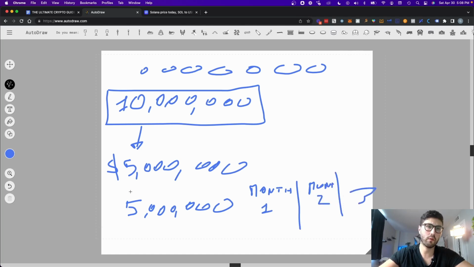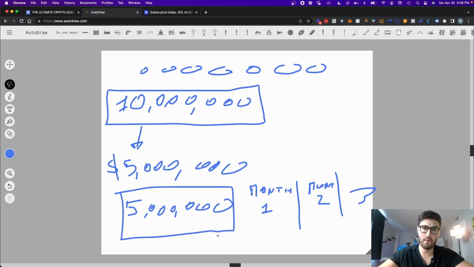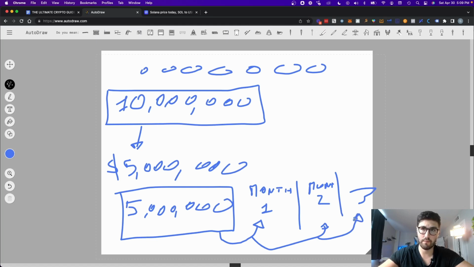The reason this is important is the early investors. It's very important to understand how and when the token launches. The early investors will receive part of these 5 million tokens in month 1, part in month 2, and part in month 3. That's why it's very important to understand when this will happen.